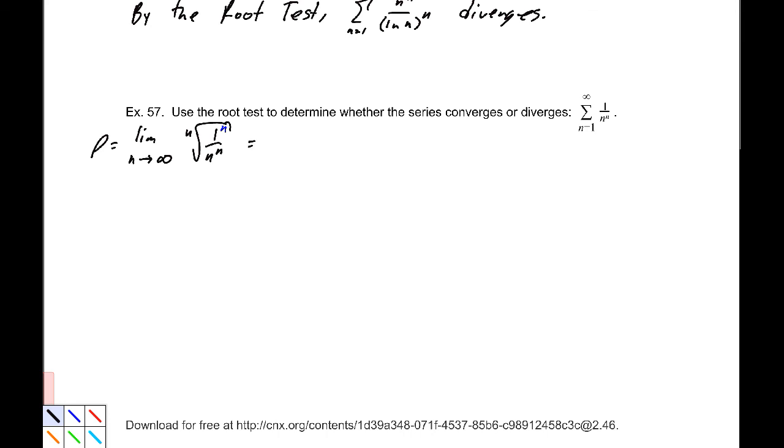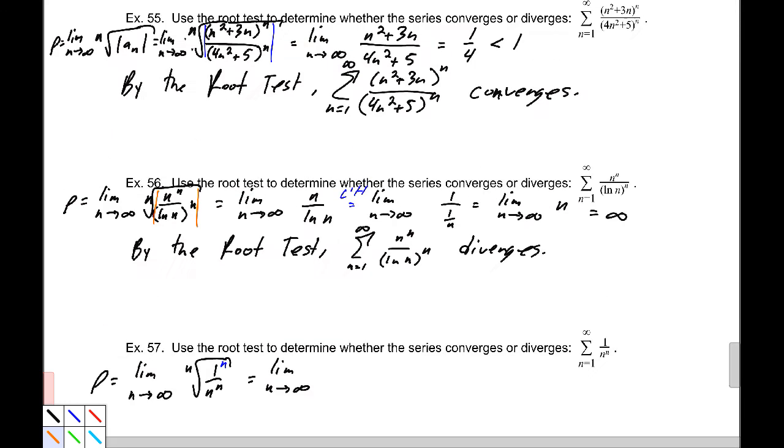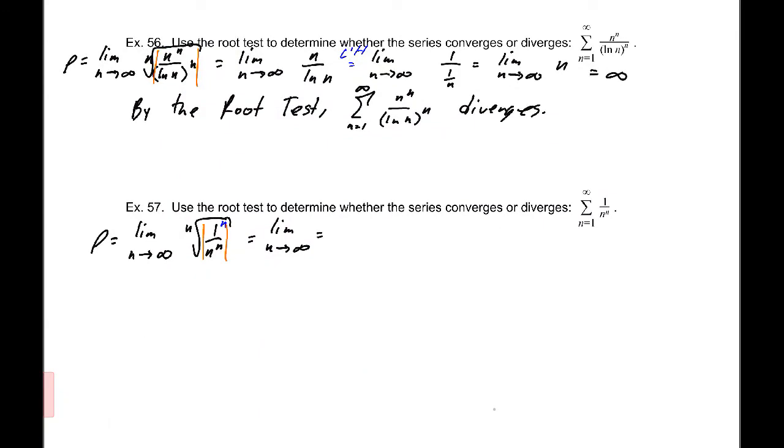I should note, I'm also dropping the absolute value. I haven't written them for a few of these, because the terms are all positive. But for completeness, I should probably put those in there. Go ahead and put that there. Right, so this would be equal to the limit of 1 over n, which is 0.